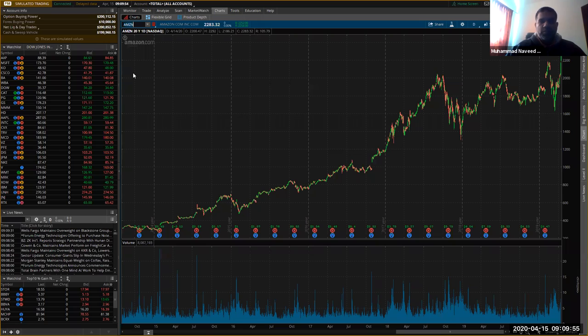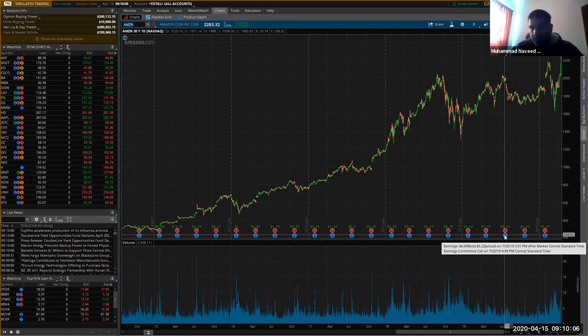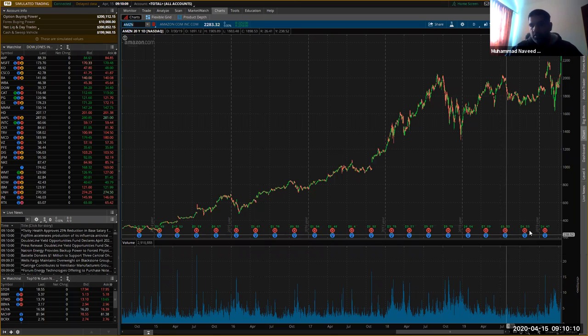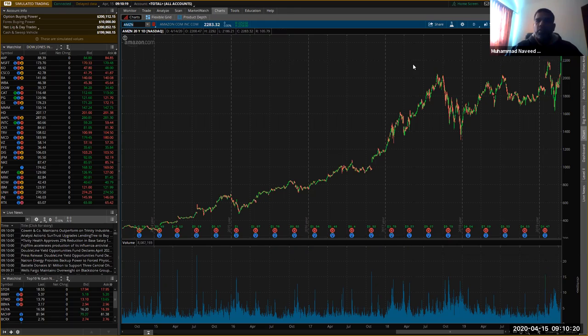Amazon.com right here. If you look at their dividends, you see they paid $6 in this time frame, at this point where I have my cursor, 4.87, 4.43. So different companies pay different rates, but again, it depends on the price.